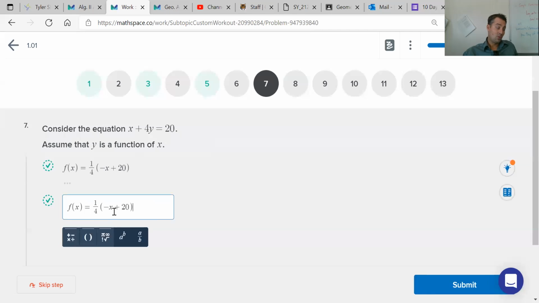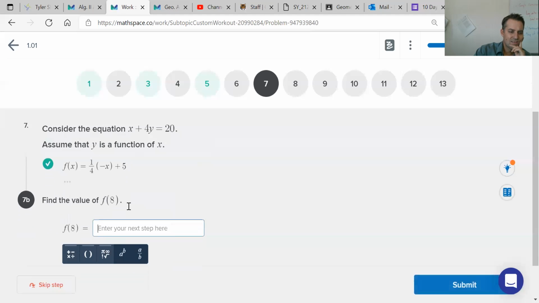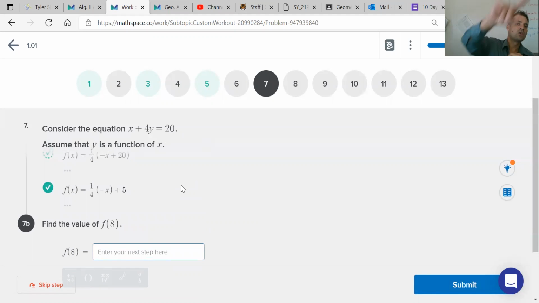Okay, they're probably wanting us to distribute. That's my guess. At this point, I would say that that's probably okay. So make it -1/4 x. We have to distribute this, right? So the 20 divided by 4 becomes 5. This becomes -1/4 times x. Well, let's just see what that does. Okay, so they accepted it. They wanted you to distribute that -1/4 through.